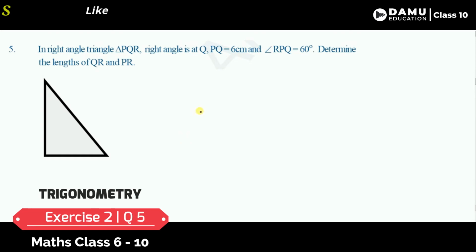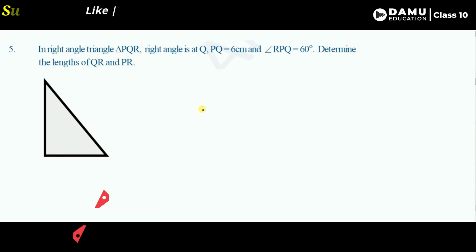So here in this module, we are going to discuss our fifth one. In right angle triangle PQR, right angled at Q. Let's take it, the right angle is here. So this is angle Q, then PQR. So this is right angled at Q. Then what is PQ? It is given here that PQ is equal to 6 centimeter. PQ is 6 centimeter. Let's write that.